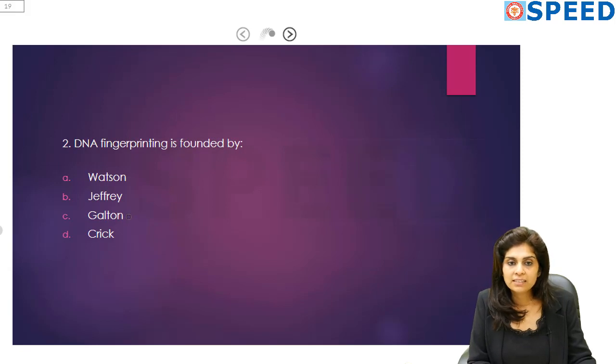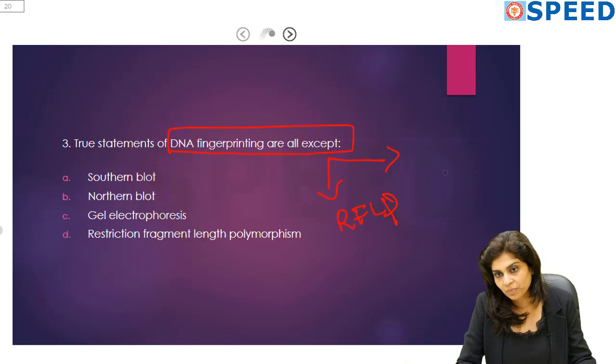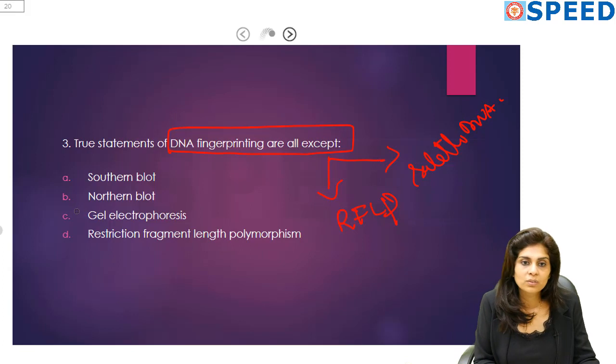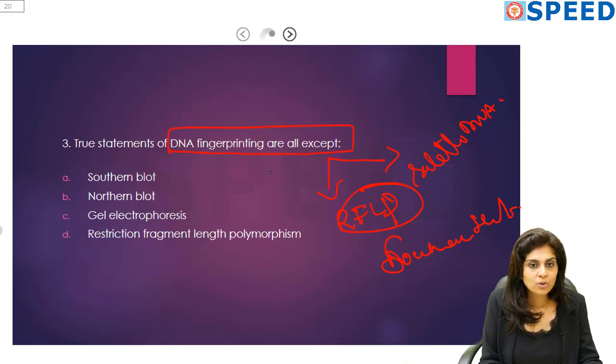DNA fingerprinting is identified by Jeffrey. True statements of DNA fingerprinting are all except. So what are the two techniques used for DNA fingerprinting? I said one is restriction fragment length polymorphism, the other one is satellite DNA. Okay, and restriction fragment length polymorphism employs southern blotting technique. So true or all except. Does it involve southern blot? Yes. Does it involve northern blot?